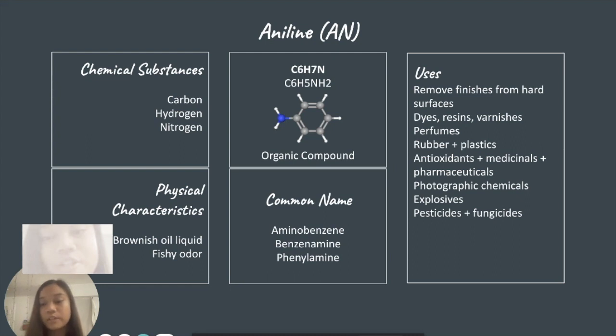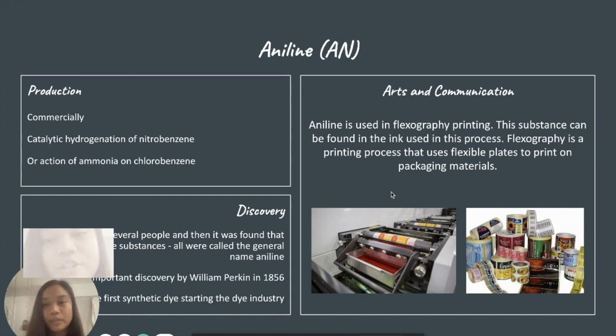Its physical characteristics are a yellowish to brownish oily liquid with a fishy odor. The uses include removing finishes from hard surfaces, dyes, resins, varnishes, perfumes, rubber, plastics, antioxidants, photographic chemicals, explosives, and pesticides.